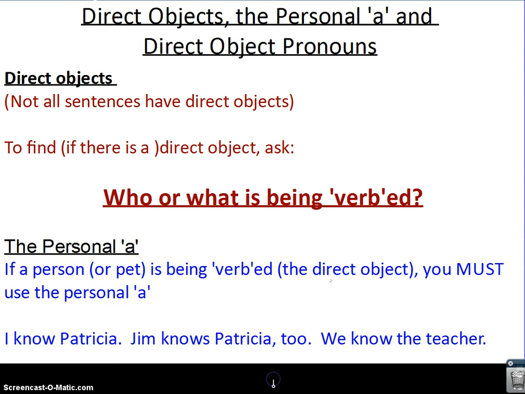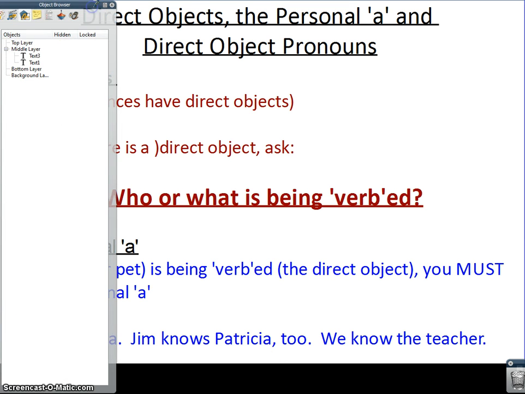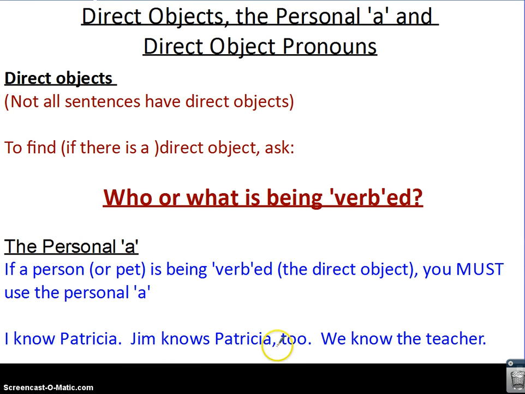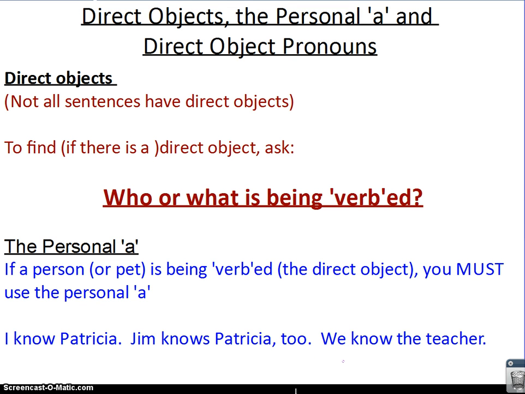So, I would like you to write down these 3 example sentences. I know Patricia. Jim knows Patricia too, and we know the teacher. In each of these sentences, a person is being verbed. What's the verb? Know. So who's being known in the first sentence? Patricia. Who's being known in the second sentence? Patricia again. And we know the teacher. Who's being known in this one? It's the teacher again. So all 3 of these sentences will need the personal a.